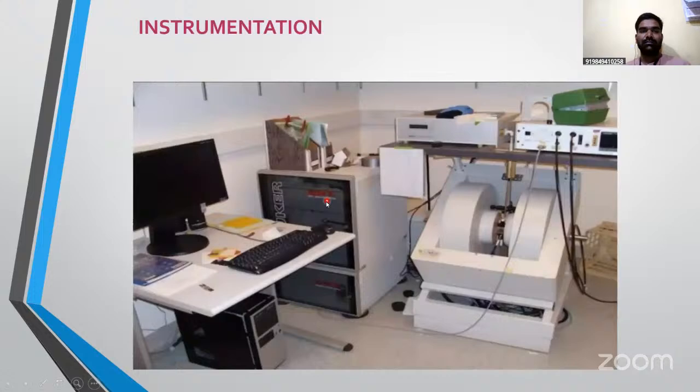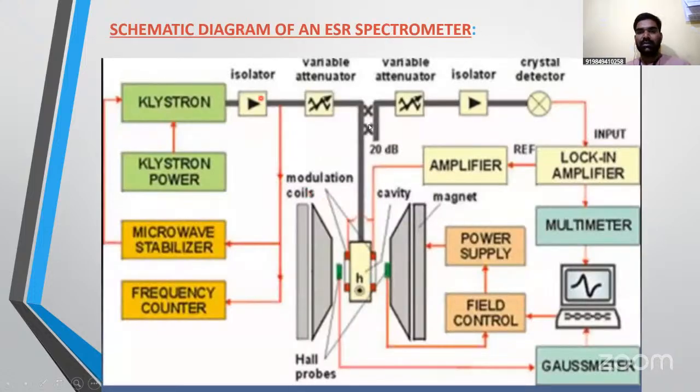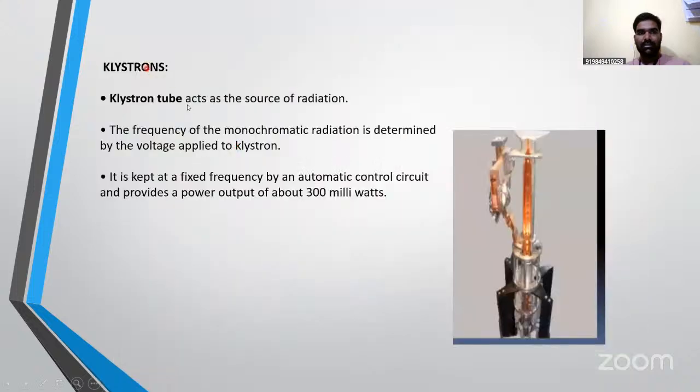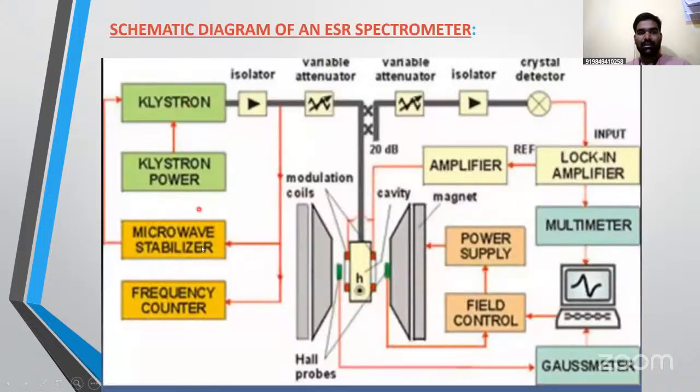This is the instrumentation, the schematic diagram of the ESR spectrometer. We can observe some parts here: klystron power, microwave stabilizer, frequency counter, power supply, field counter, loss meter, multimeter, lock-in amplifier, crystal detector, isolator, variable attenuator, magnets and cavity, and also modulation coils. Hall probes are also there. So this is the schematic diagram of ESR.